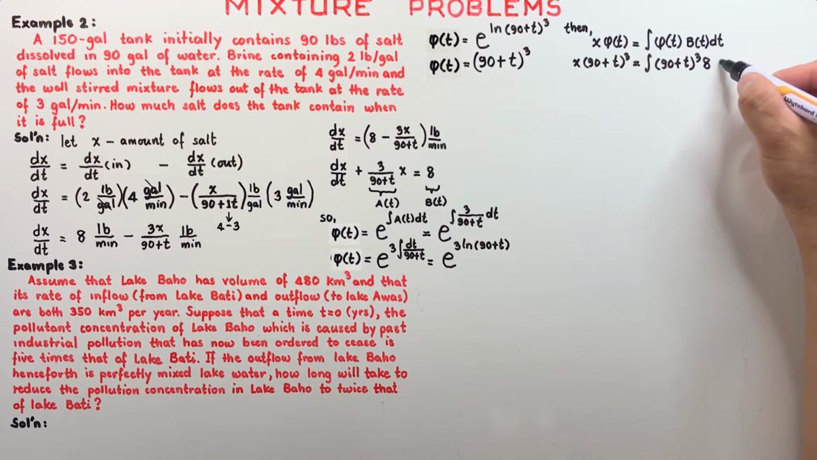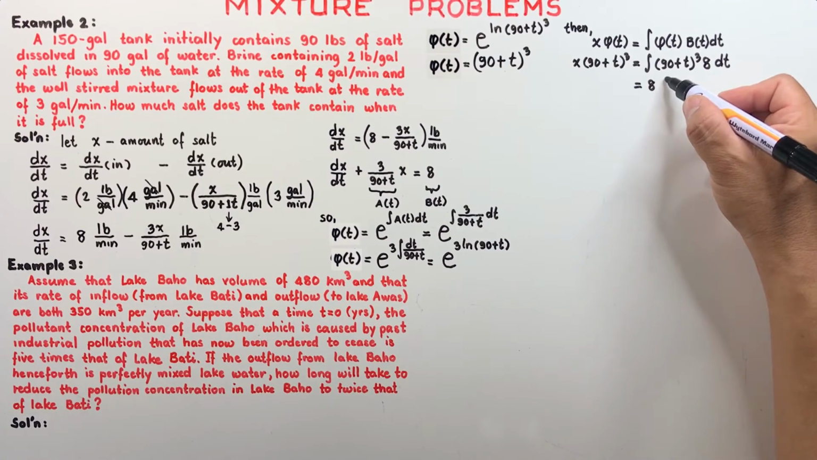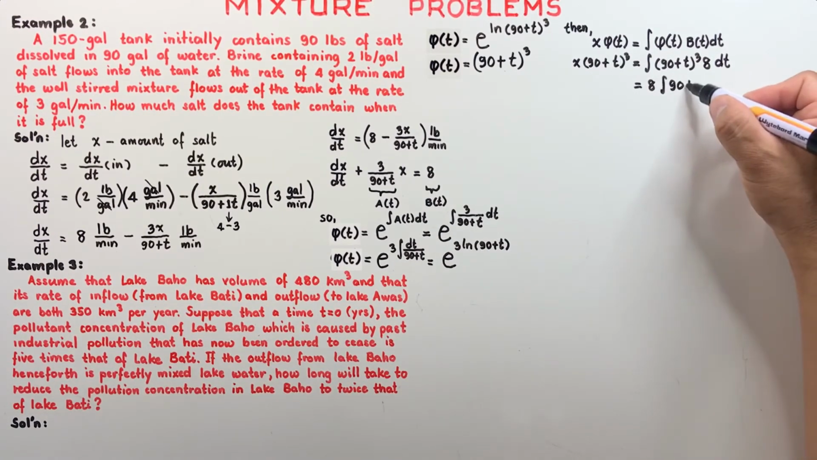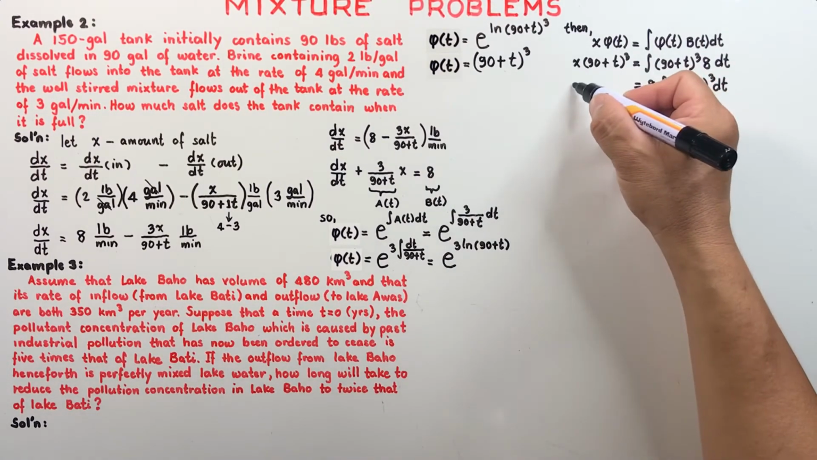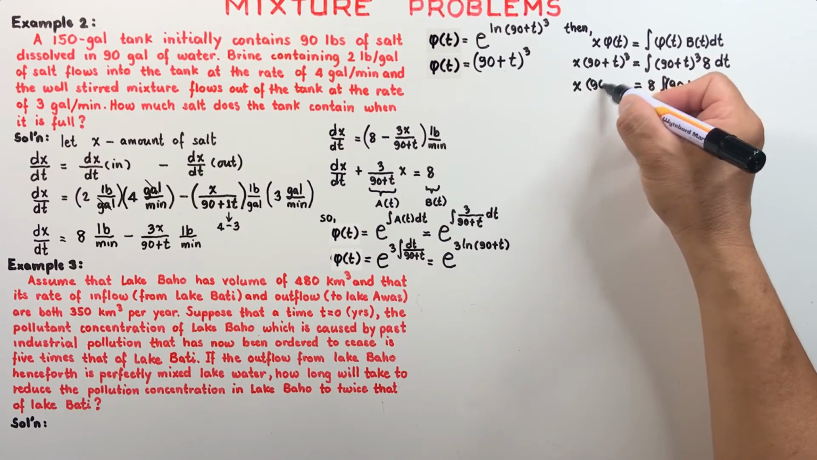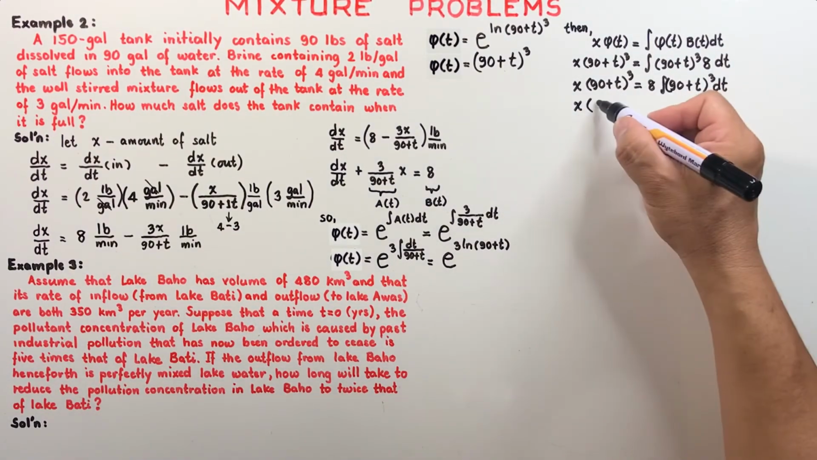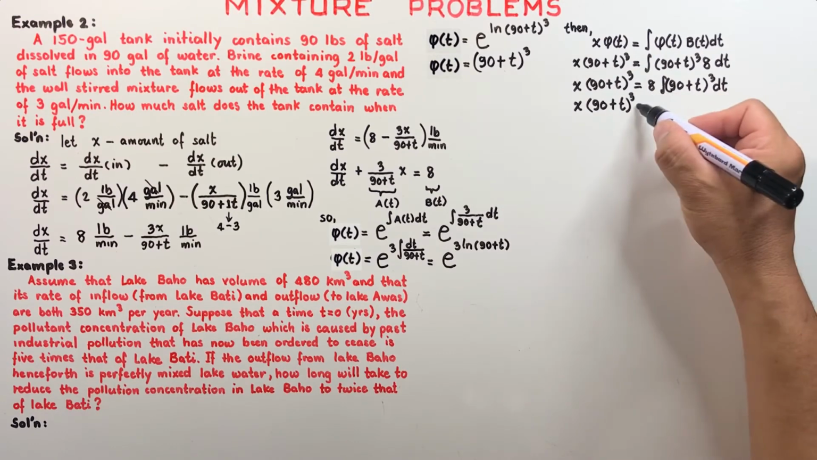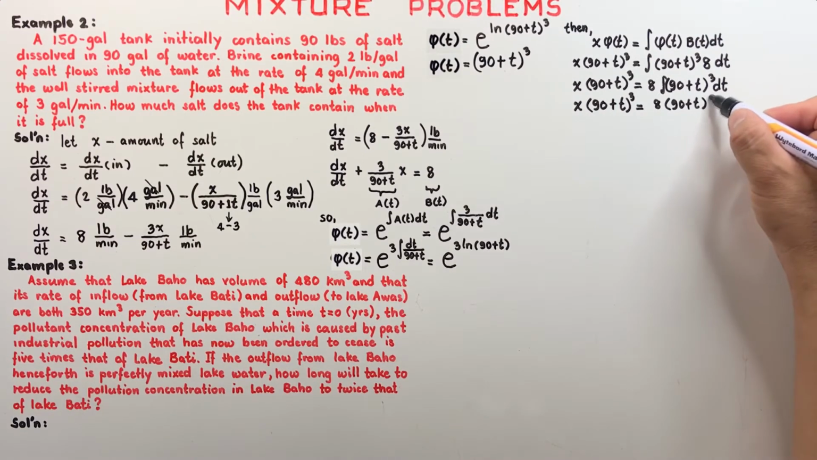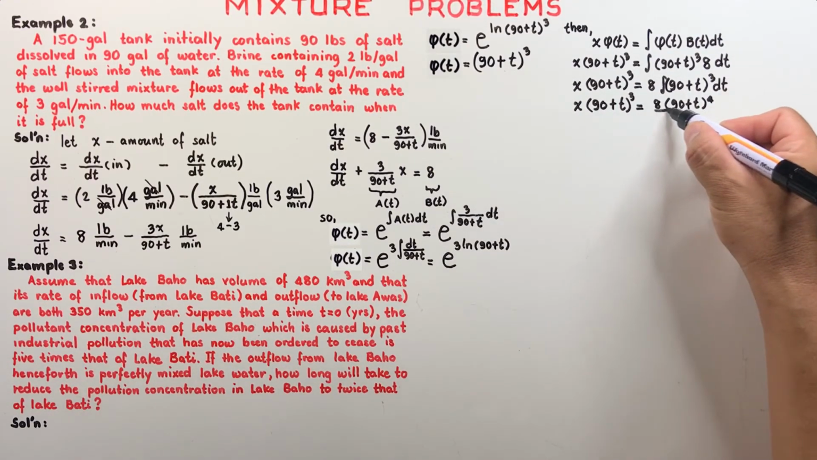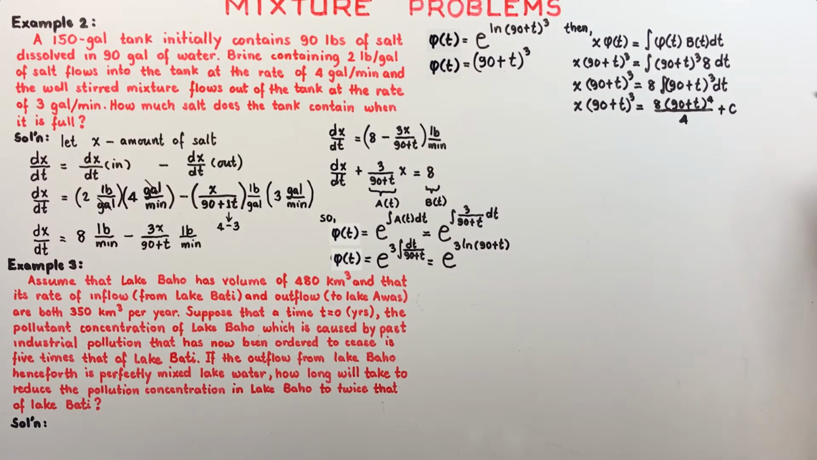But our b of t is 8, so 8 can be factored outside the integral symbol. So 8 times the integral of (90 plus t) to the power of 3 dt here. So this is equal to x times (90 plus t) to the power of 3. So using the power rule in integration, we have 8 times (90 plus t) to the power of 4, because we add 1 when we integrate this exponential form. And we divide also by 4 plus the constant of integration c.